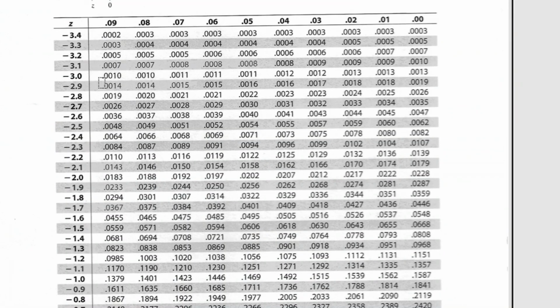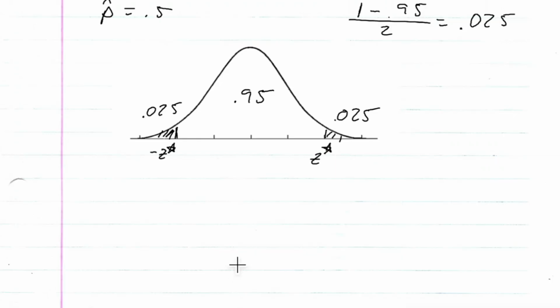Okay, so here's our table. It was 0.025, 0.025 exactly, right? So that corresponds with the z-score negative 1.96. So let's go ahead and go back. So this will be negative 1.96, and this will be positive 1.96.